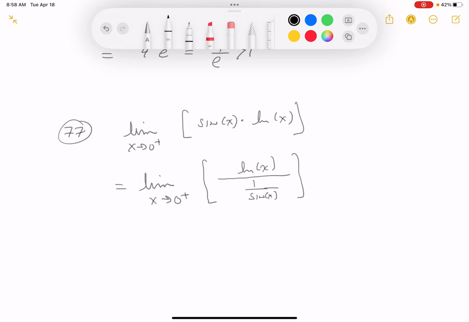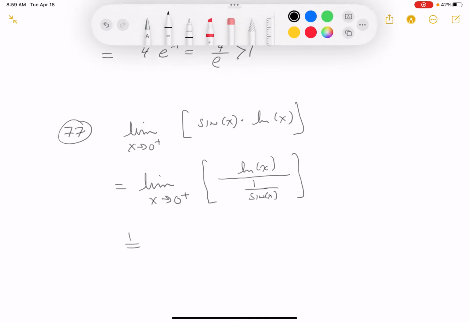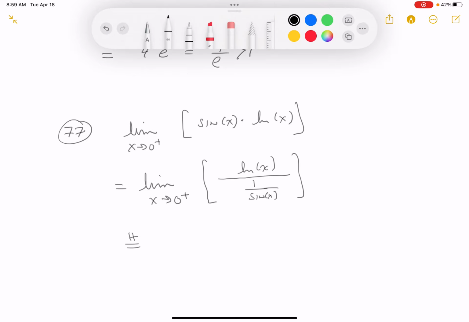Now I want to see if I can use L'Hopital's rule. And the top goes towards minus infinity, and the bottom goes towards plus infinity. So what I want to do is go through L'Hopital's rule. So I'm going to take the derivative of the top. And that's going to be 1 over x.